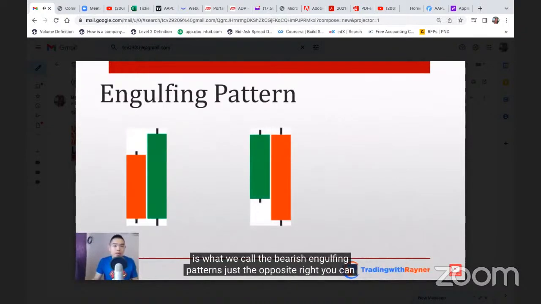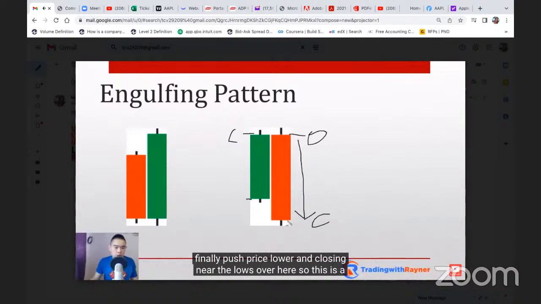The other pattern is what we call the bearish engulfing pattern. It's just the opposite, right? You can see that the first candle over here is bullish, buyers are in control, open here and closing near the highs. But the next candle, sellers took charge and smashed the price lower, right? They opened near the highs as well, but they took charge and finally pushed price lower and closing near the lows over here. So this is a bearish engulfing pattern telling you that sellers are in control.